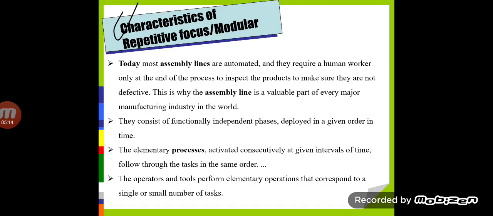The elementary processes are activated consecutively at given intervals of time, following the tasks in the same order. Every product has its time limit, and under that time limit it must be produced. A single part cannot be produced in a different time duration, but in the same duration, so that they can easily be assembled to make a final product. The operators and tools perform elementary operations that correspond to a single or small number of tasks.